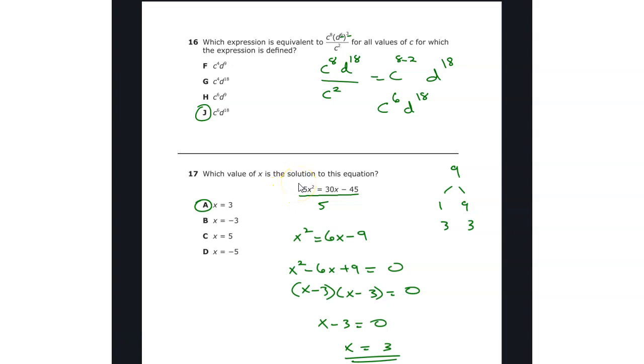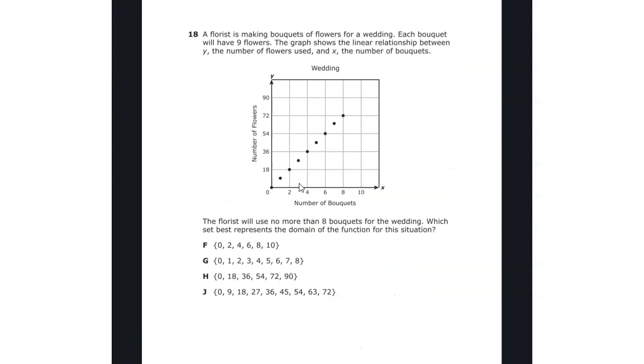Number 18. A florist is making bouquets of flowers for a wedding. Each bouquet will have 9 flowers. The graph shows the linear relationship between y, the number of flowers used, and x, the number of bouquets. The florist will use no more than 8 bouquets for the wedding. Which set best represents the domain of the function?